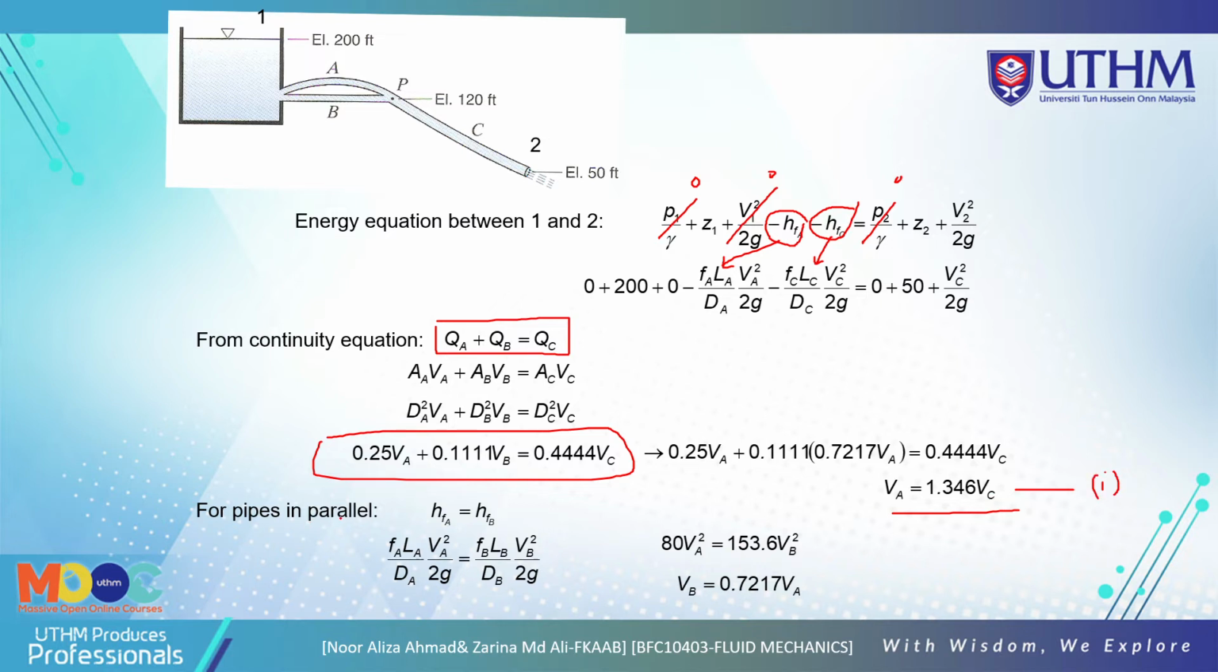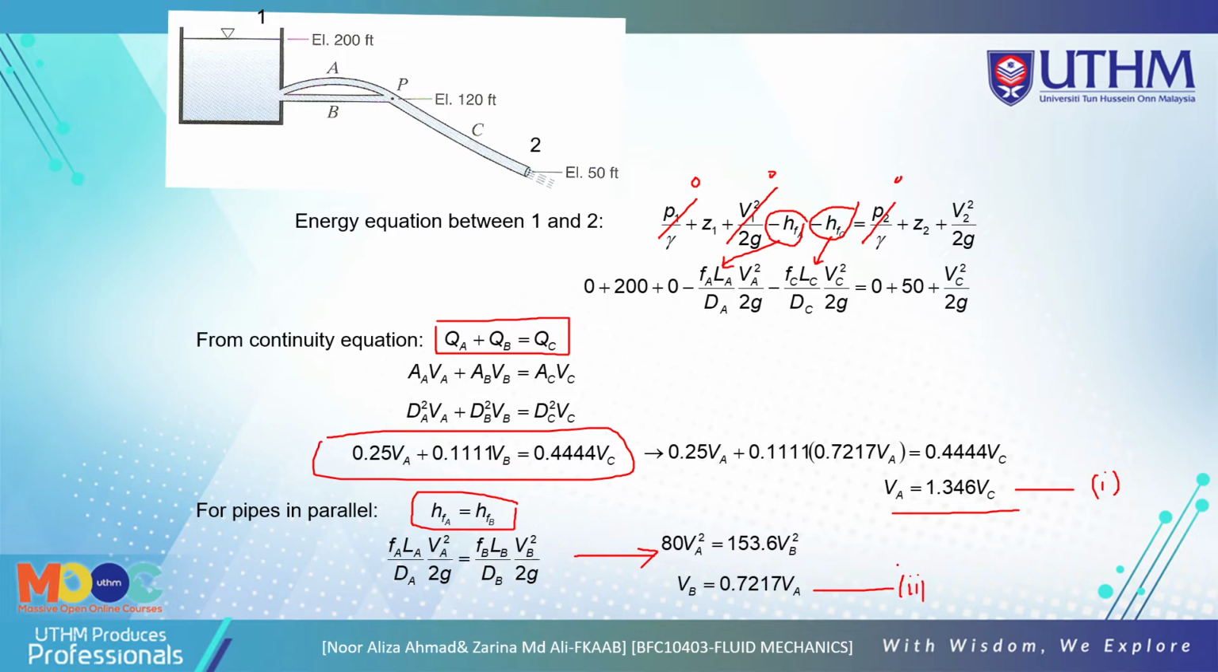For pipes in parallel, pipe A and B here, we know that HFA is equal to HFB. So in parallel, FA LA VA squared over 2G DA is equal to FB LB VB squared over 2G DB here. So you just put the values of FA, LA, FB, and LB, until you get the value of VB in terms of VA.